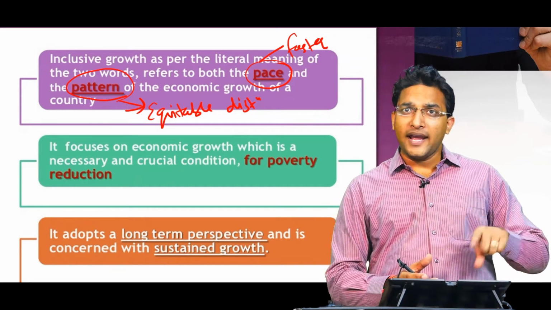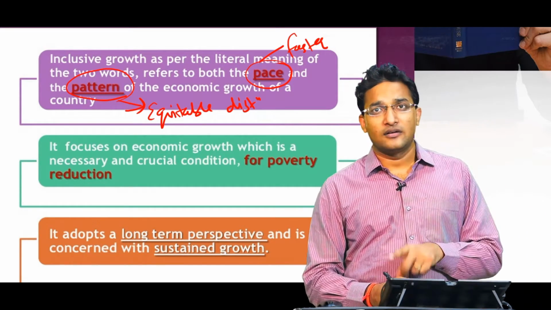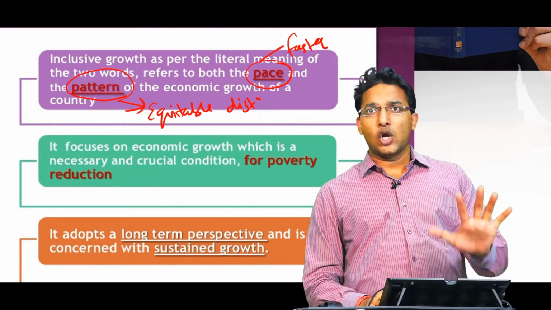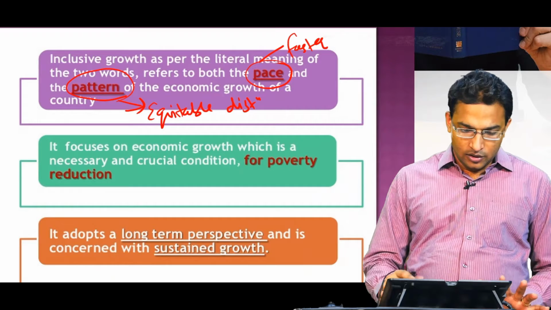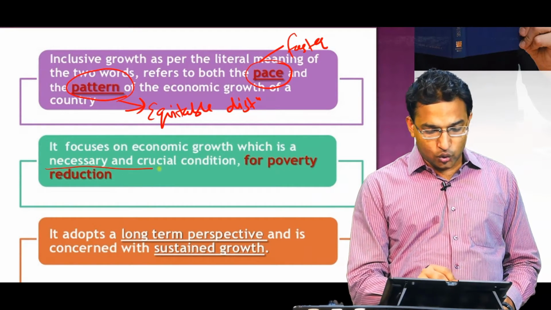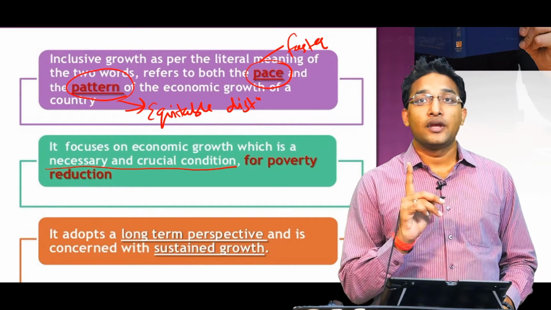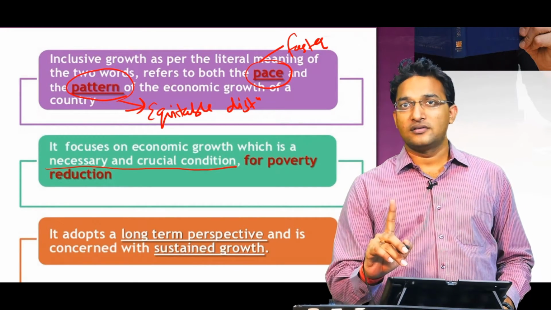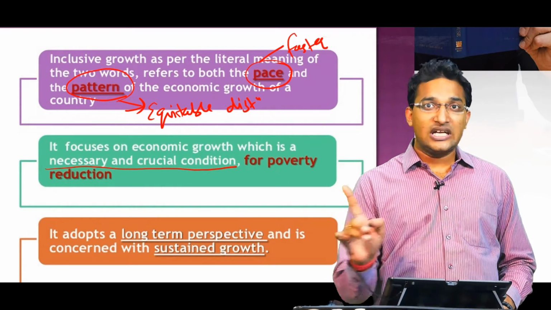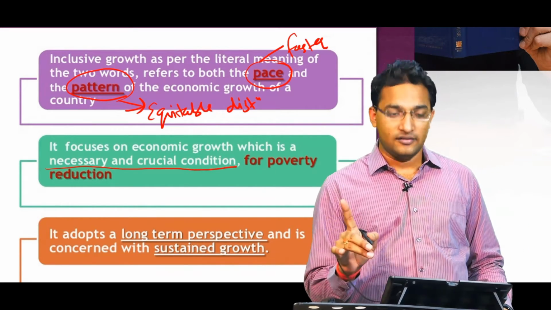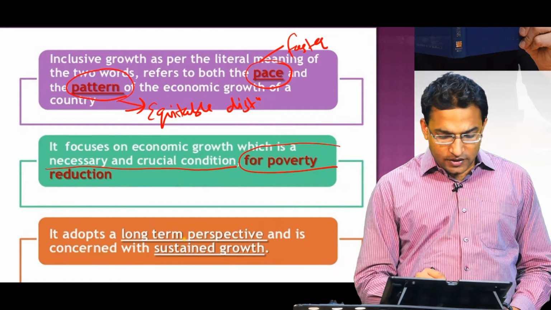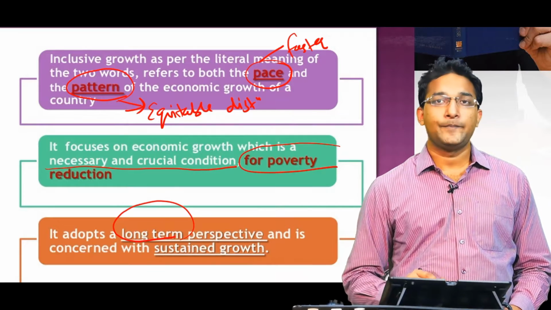So, pace as well as pattern, both are equally important. So it focuses on economic growth, which is a necessary and crucial condition. See friends, economic growth we can't avoid. We can't say economic growth is enough. No, we still don't have enough economic growth. For poverty reduction, definitely, it adopts a long-term perspective.